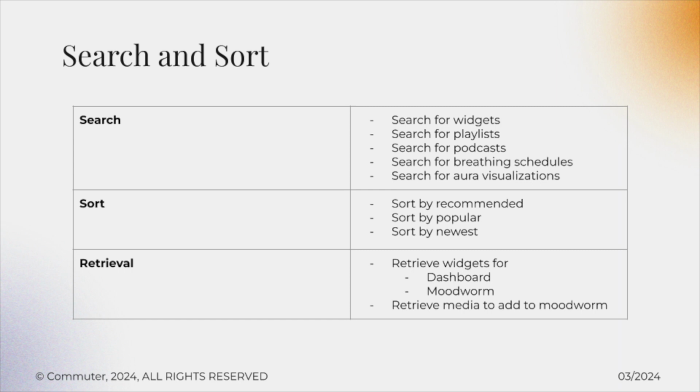Here is a breakdown of our search, sort, and retrieval results. Firstly, users will be able to search for widgets, playlists, podcasts, breathing schedules, or visualizations, and any other widgets that get added to the app in the future. They will be able to sort these results by recommended by the developer, what's popular at the time, and what has just been newly added to the app.